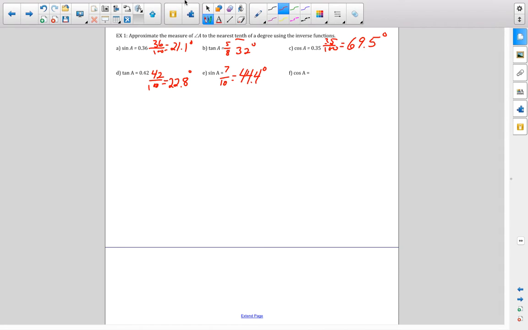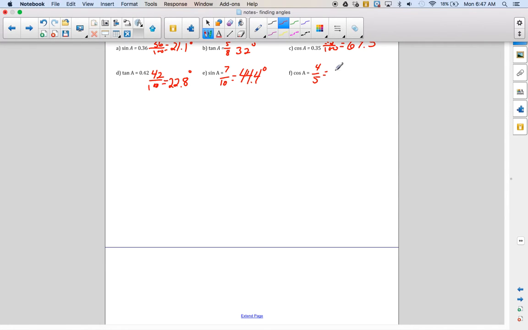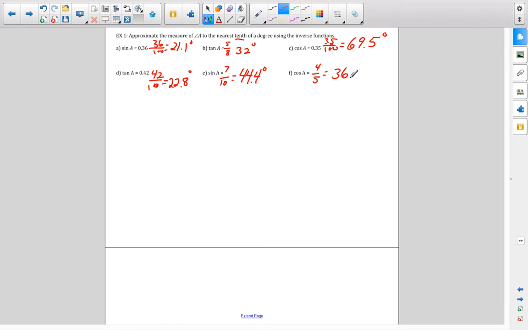And this one is not in here. We'll have to put in a 4/5. Okay, so the second, and that's a cosine, so that's adjacent over hypotenuse. 4 divided by 5, close it up, and we get 36.86, 36.9 when we round to the hundredths place.